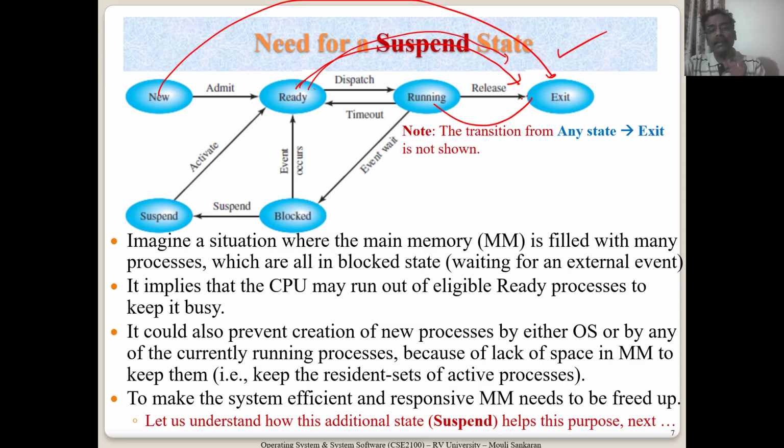Is there a possibility of running to exit? It is there. You terminate yourself, or you do some illegal operation, an exception is created, and because of that the process gets exited. So there are many possibilities.